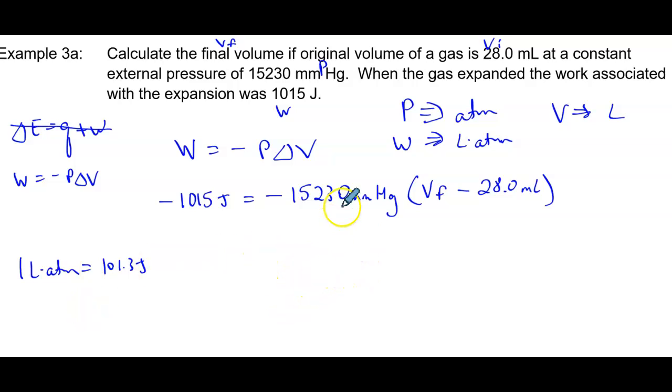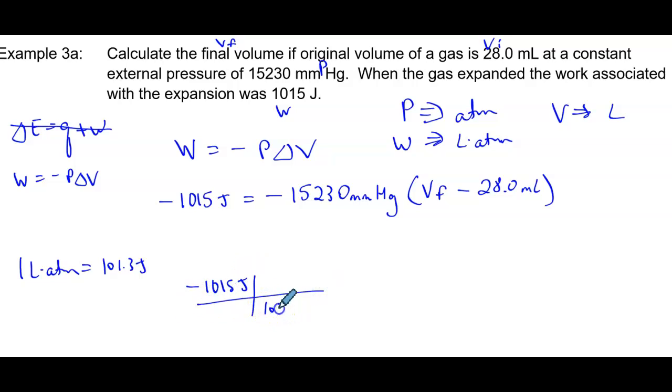Okay, so the first thing I'm going to do is look for conversions. I have work and it's in joules, so I need to convert that. So I'm going to go down here and do that conversion. I'm going to take negative 1,015. A reminder that this is negative because it said work expanded. It's negative for work to expand. That's my little trick to help you remember.